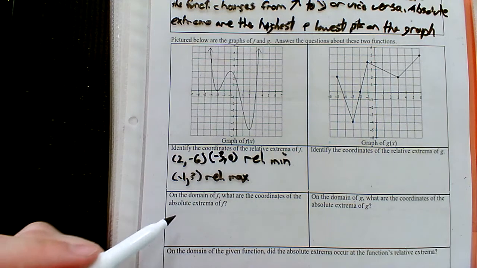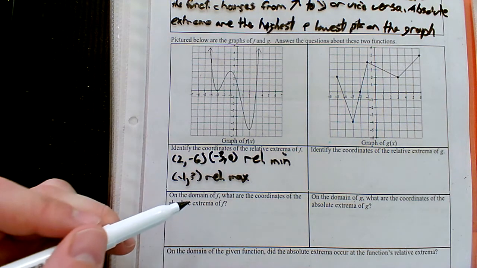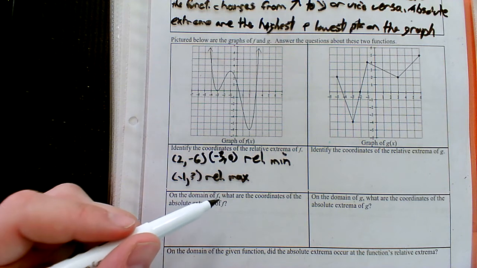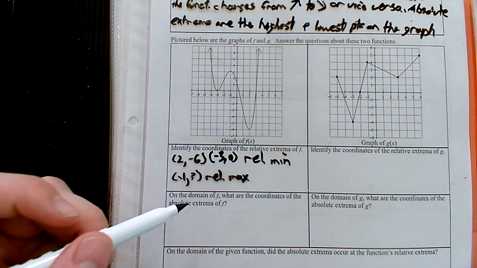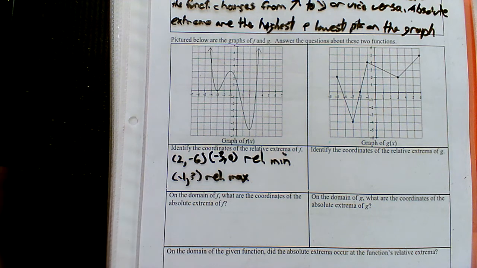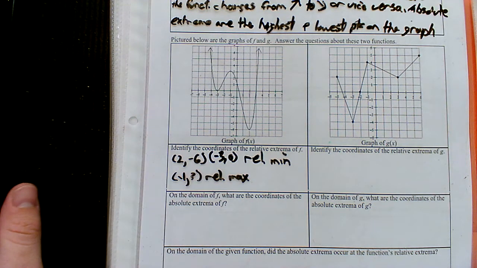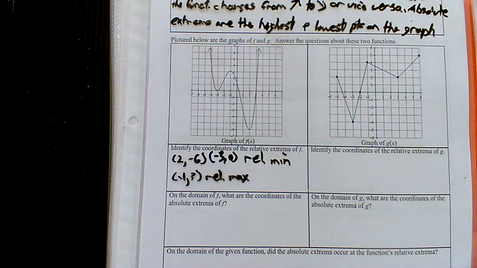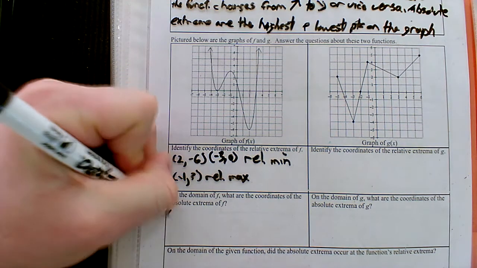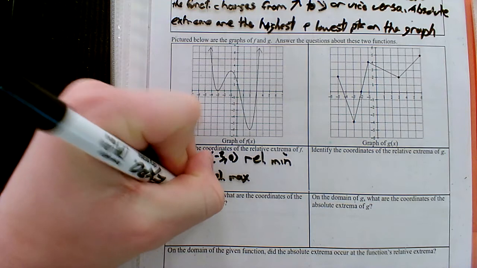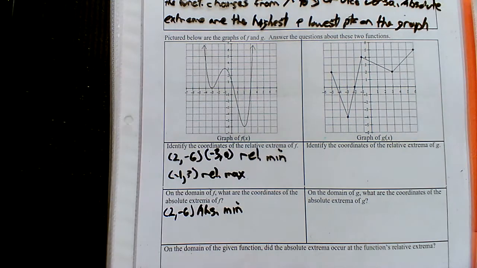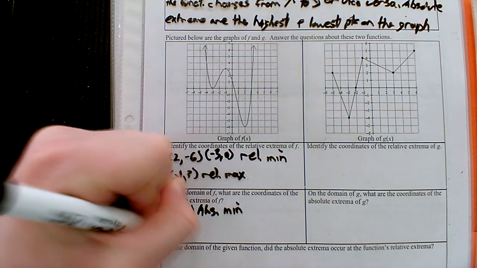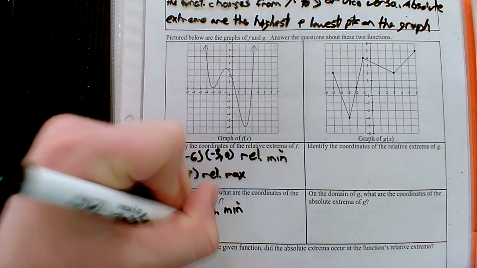All right, so let's go on to the next question. Still stay with f, so down below. On the domain of f, what are the coordinates of the absolute extrema of f? So is there an absolute min? Is there an absolute max? That's what they're asking about. Is there an absolute min or an absolute max? One, both? Braden? Absolute min at 2, -6. 2, -6 is an absolute min. What about an absolute max? We can't find one. There's none on the picture, and in the domain there is not. So no absolute max.